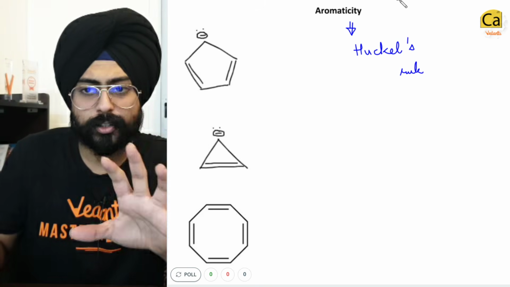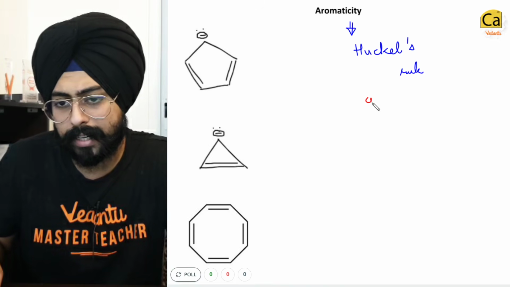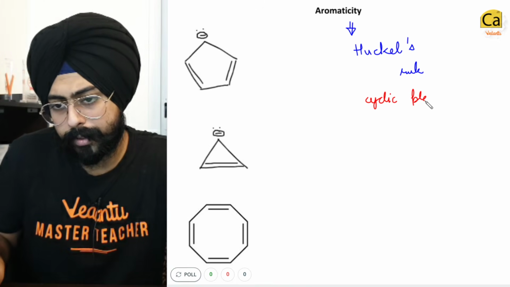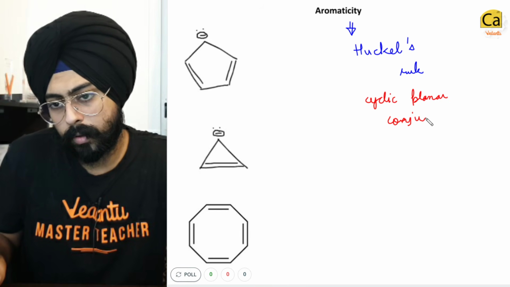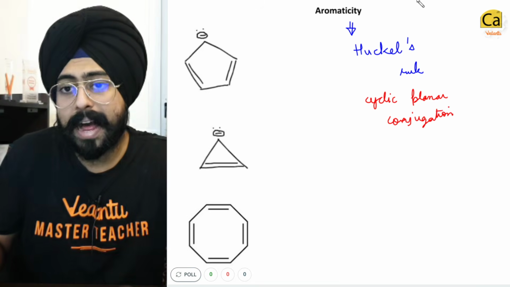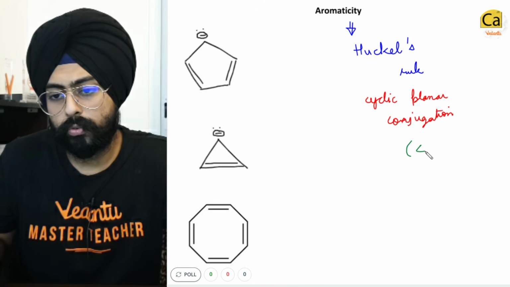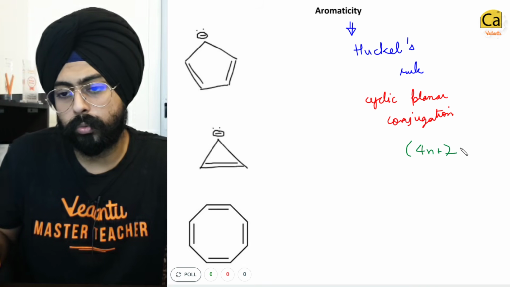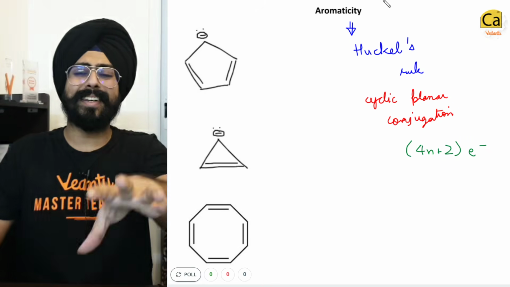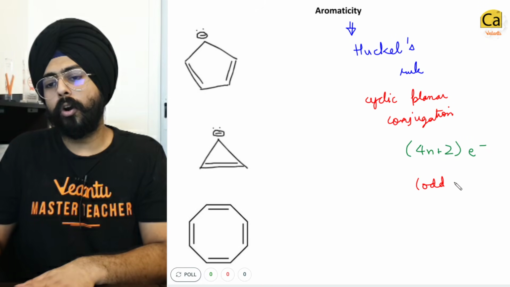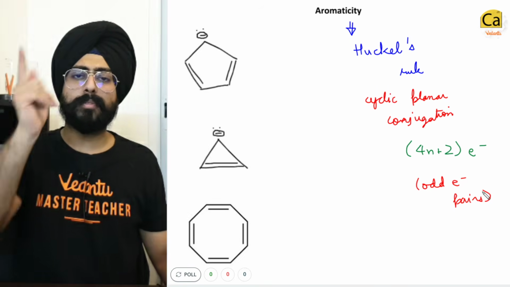And in essence, Huckel's rules especially say that you need to have a cyclic planar conjugated system. Yes, and the number of electrons in conjugation should be equal to 4n plus 2. Remember 4n plus 2 rule? 4n plus 2 electrons, essentially it implies that you need to have an odd number of electron pairs. As simple as that. No need to do 4n plus 2 all the time, just count the number of electron pairs.